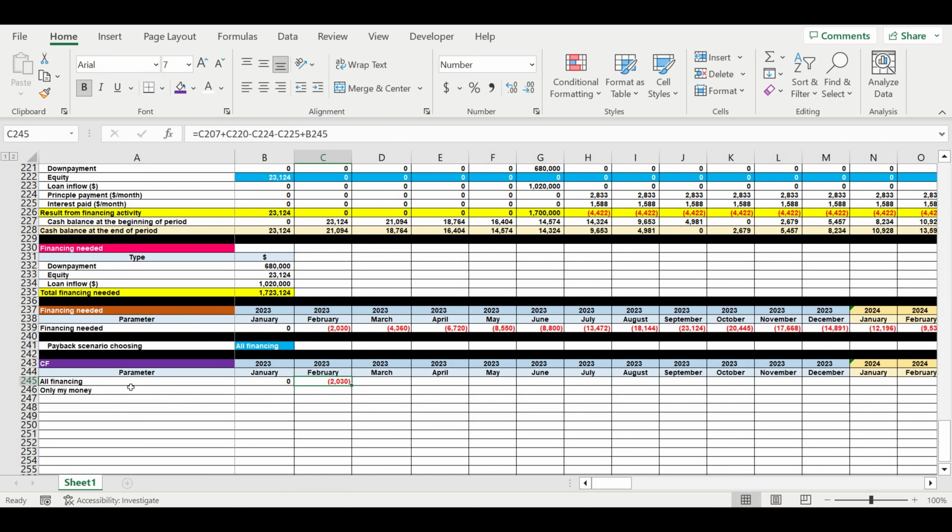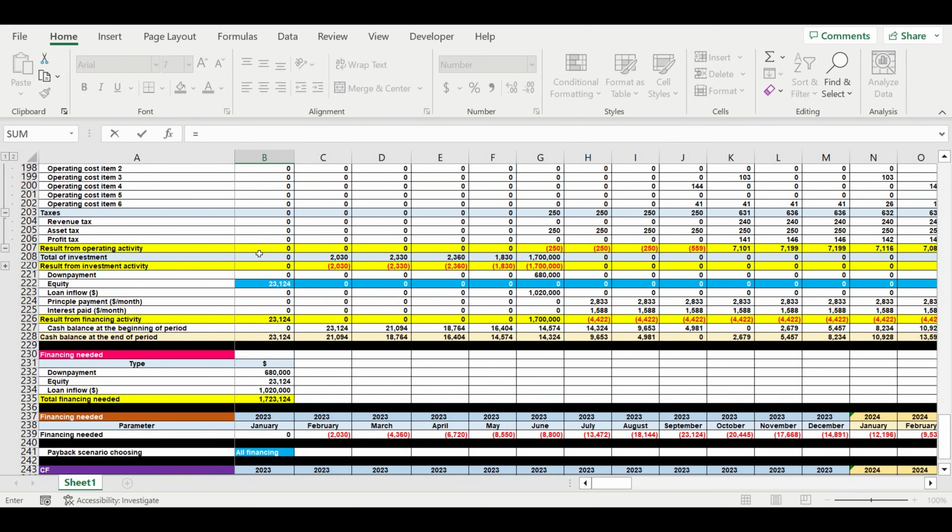This will be the line for all financing. Then I'm interested to look at the payback period when I'm looking only at my financing, my money from my pocket that I've invested in this deal. So in this case the formula will be a bit different.